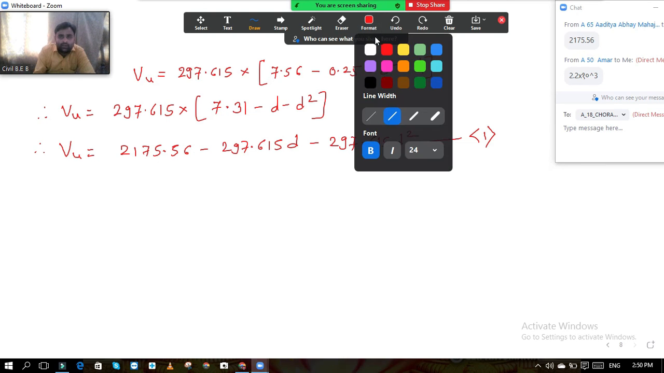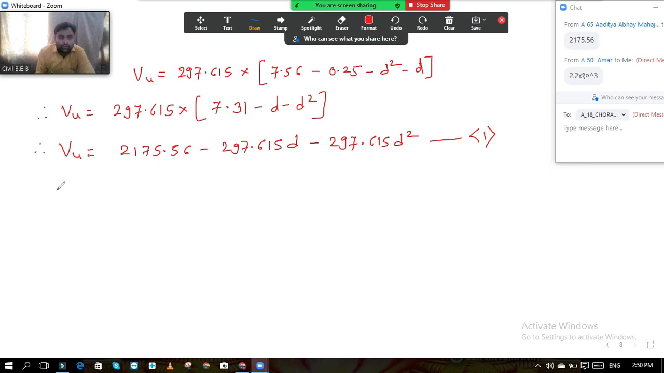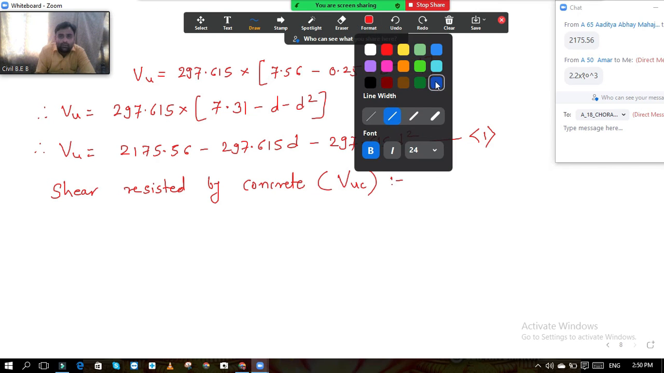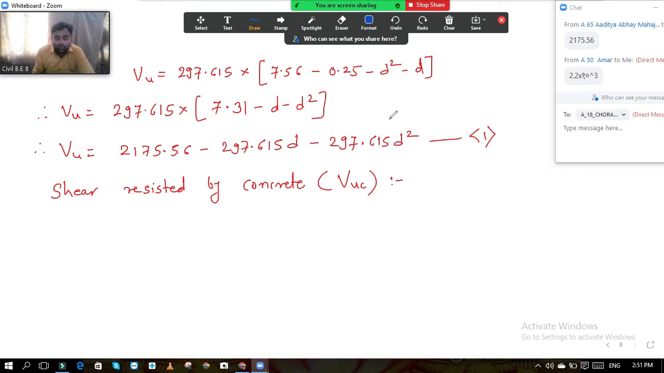Now we will calculate the shear resisted by concrete. So shear resisted by concrete is VUC. That is the notation we are using for the shear resisted by the concrete. Okay, so how do we calculate the VUC? You know the formula. Again, this is the force. Force is nothing but stress into area. So it is tau C into BD. So shear resisted by the concrete should be the permissible shear stress into area.